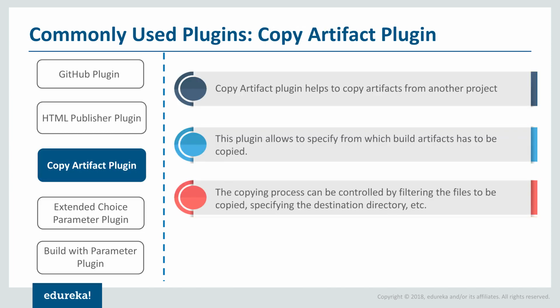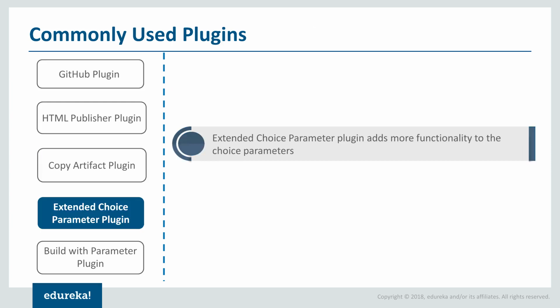Copy artifact plugin. This will help you in copying the artifacts from another project. So let's say you have an artifact which you want to use as an input to a new project. Then you can use this copy artifact plugin. And this will basically allow you to specify from which build the artifact has to be copied. And again, the copying process can be controlled by filtering the files to be copied, specifying the destination directory, etc. etc. Next, you have extended choice parameter plugin.